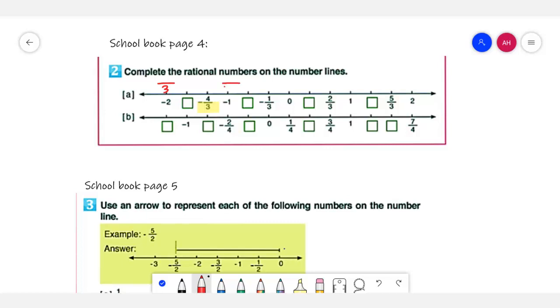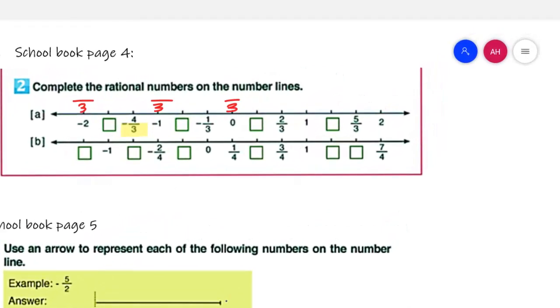Negative 1 a rational number having a denominator of 3. 0 a rational number having a denominator of 3. And the same goes for 1 and 2. I know that 0 is 0 over 3. 1 is 3 over 3. What about 2? 2 is 6 over 3. And if you don't know where this 6 came from, just multiply your integer with the denominator and you will get the numerator, which is 6.